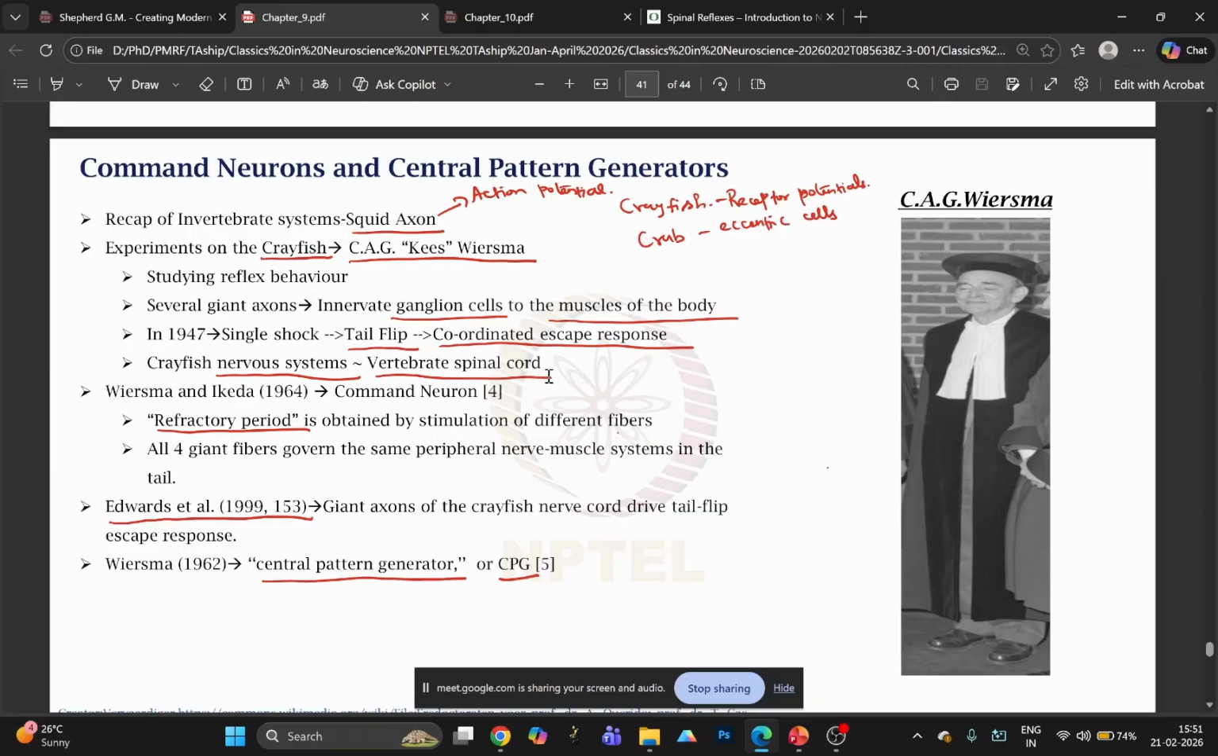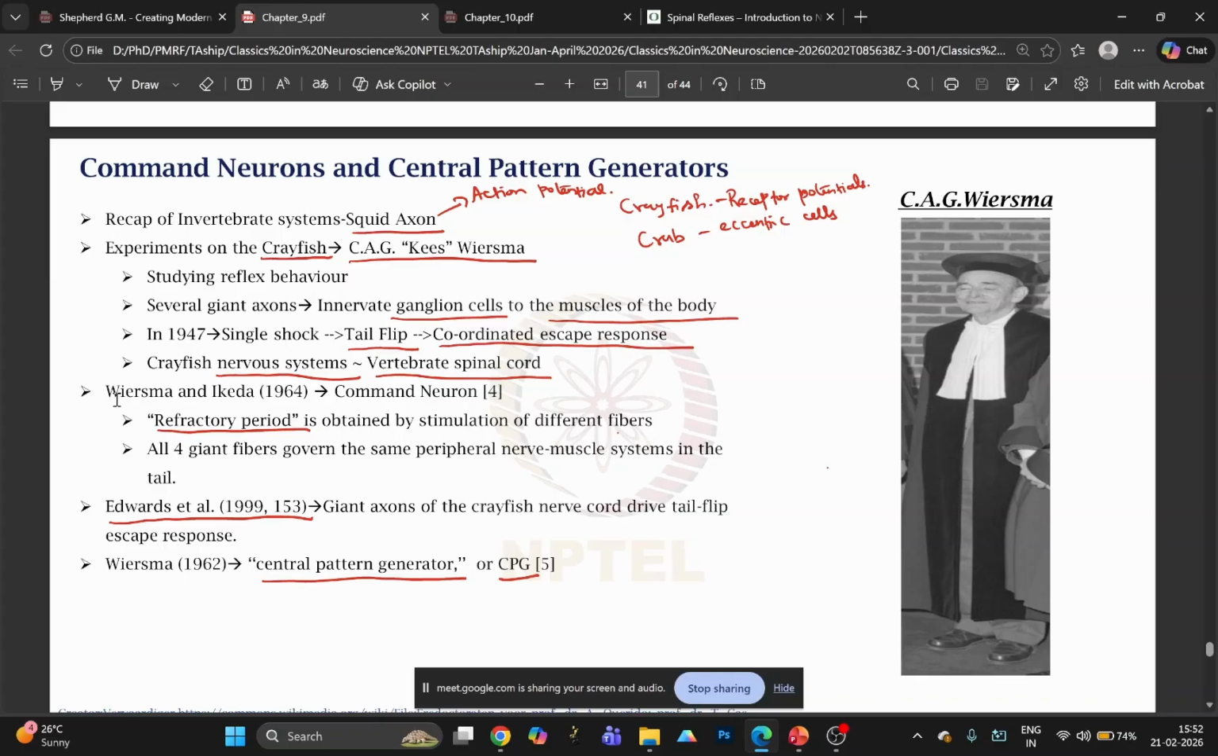So that indicated to him that one thing that came out of this was that even the crayfish nervous system, an invertebrate nervous system, has reflex similar to that of the vertebrate spinal cord. So even invertebrates have nervous systems that have reflex actions and hardwired responses and so on, which are similar to those that are seen in the case of the spinal reflexes that are present in the vertebrate systems.